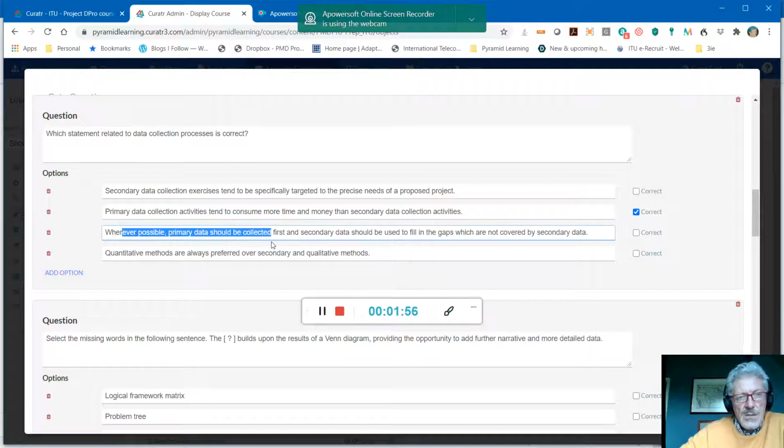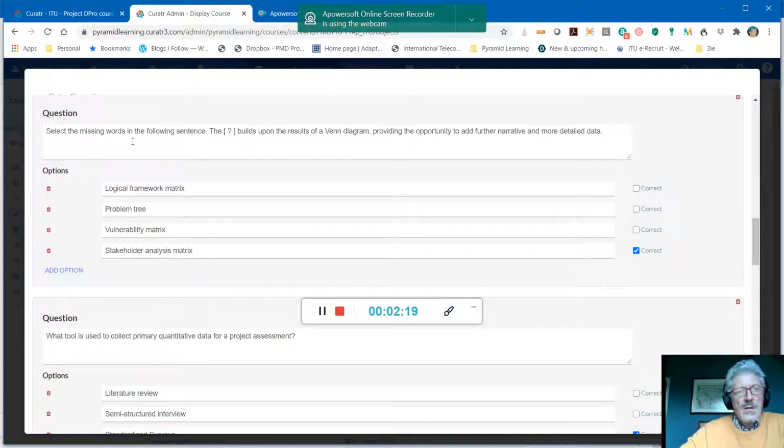C, wherever possible, primary data should be collected first. No, it shouldn't. Secondary data should be done first because it's maybe more accessible and cheaper, and then primary data might cover the gaps. So it's the other way around. And finally, quantitative is always preferable over other methods. No, it isn't. So again, that's false. Correct answer is B.